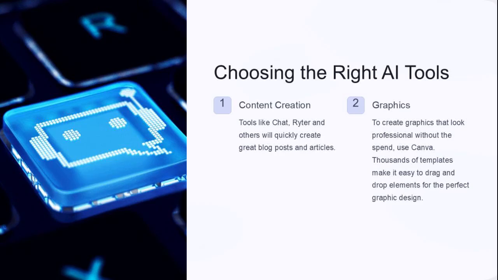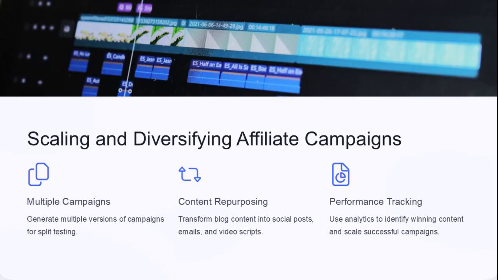Tools like ChatGPT, Writer, and others can quickly generate great blog posts and articles. For professional-looking graphics without the expense, Canva offers thousands of templates for easy drag-and-drop design. Getting your content in front of as many people as possible drives more traffic.